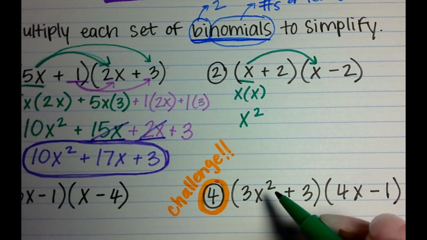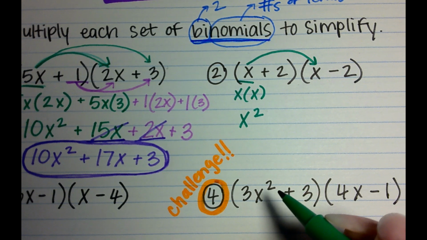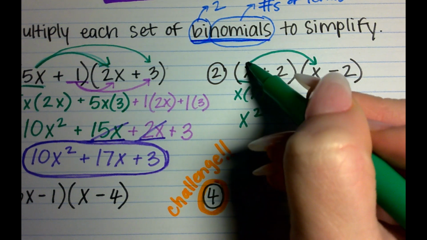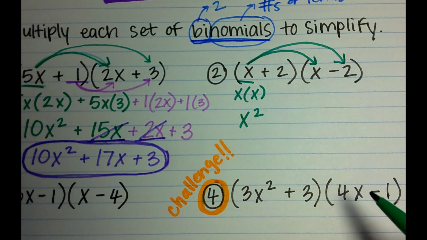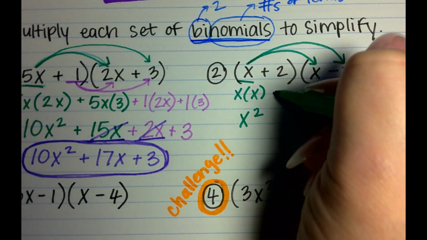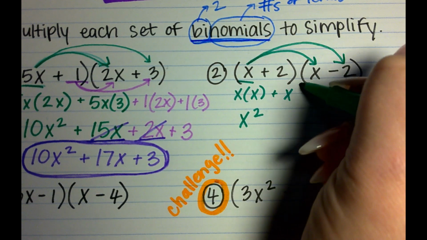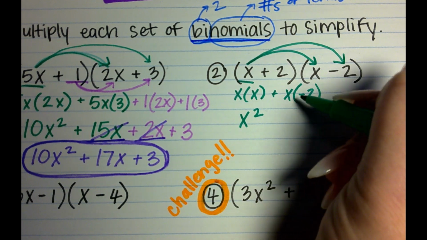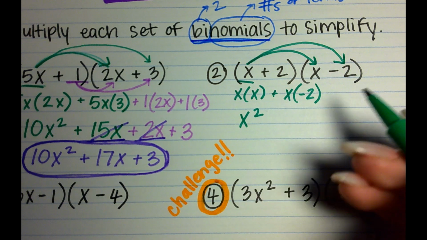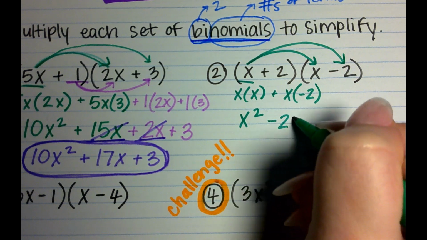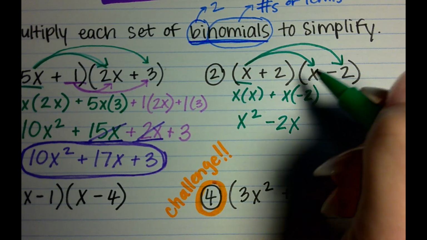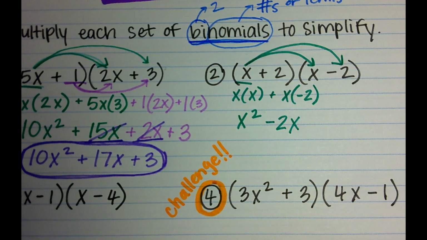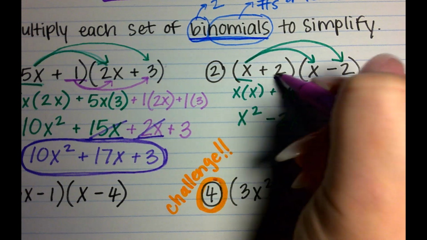And then we're going to do the outer, which is going to be negative 2x. So we're doing x times negative 2, which gives us negative 2x. Good. And then we're going to do the inner, which is positive 2x, so plus 2x.